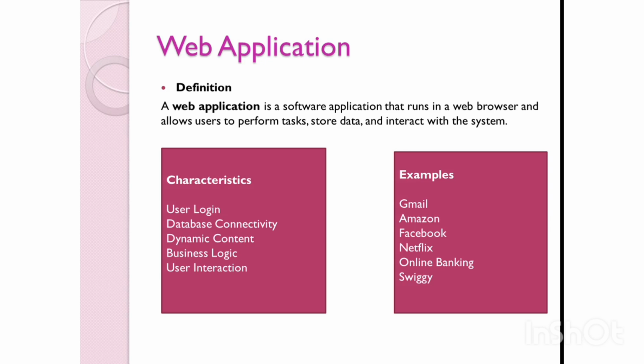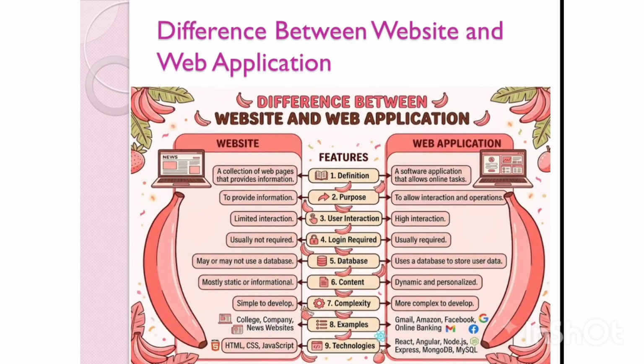Now let's compare a website and web application. The images clearly show the difference between them. A website mainly provides information. A web application allows users to perform actions. A website is mostly static. A web application is dynamic. A website usually doesn't require a login. A web application generally requires user authentication. A website has limited interaction. A web application has high user interaction. Then a website may not use a database. A web application always uses a database.